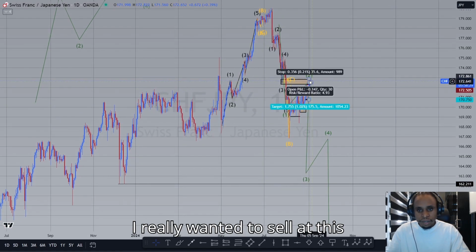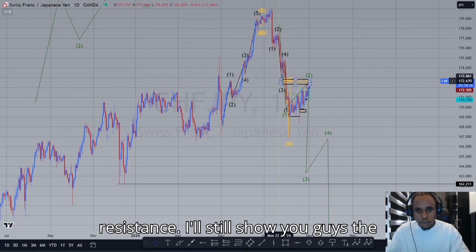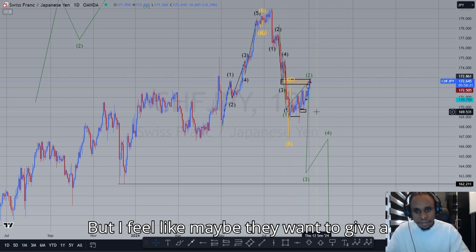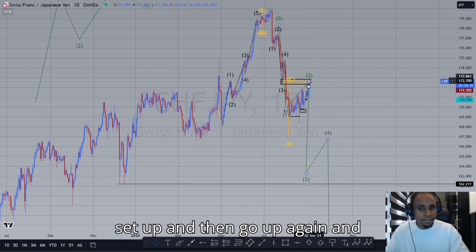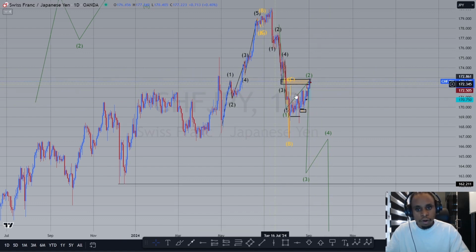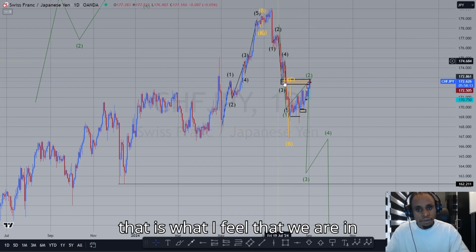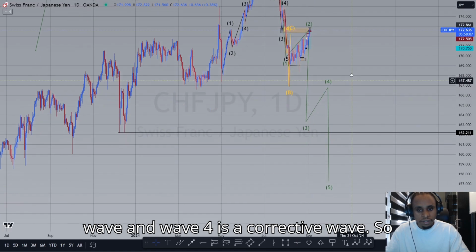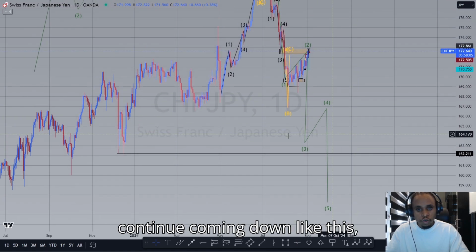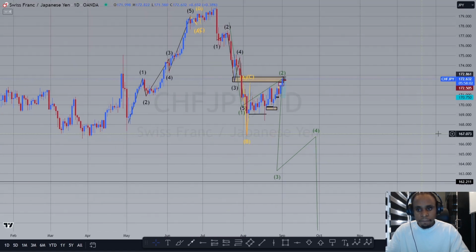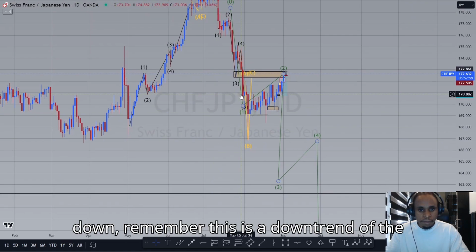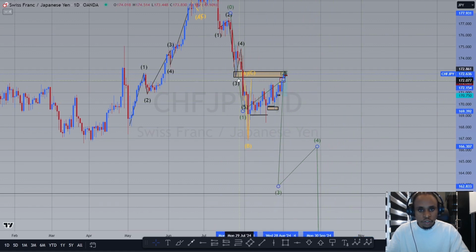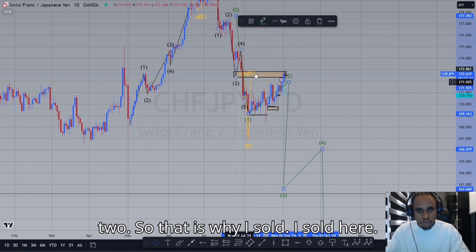And that is why I really wanted to sell at this resistance. I'll still show you guys the resistance that I wanted to sell into. But I feel like maybe they want to give a setup and then go up again and take the stop losses. I don't know. But that is what I feel, that we are in wave two. Remember, wave two is a corrective wave, and wave four is a corrective wave. So, for example, if the market wants to continue coming down, remember this is a downtrend of the Elliott wave, and I put this here, which looks like a correction on wave two.